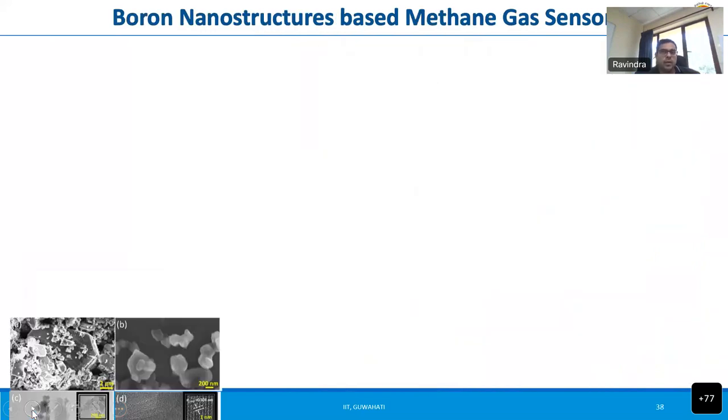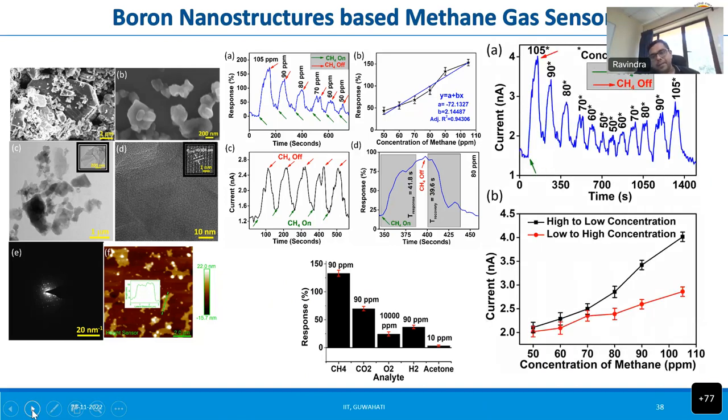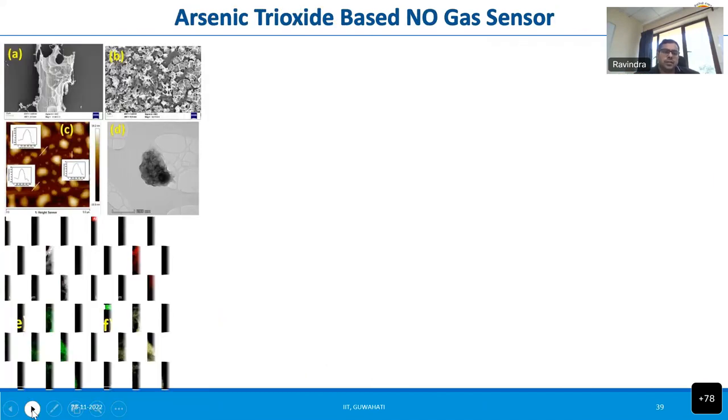Okay. Then we also have investigated some elemental nanomaterials like boron nanostructures. We have found that this kind of elemental nanomaterials are also very good selective materials for gas sensing, but then they are very poor conductors. So current levels with these nanomaterials become very, very challenging. Current levels are very, very high, and that is also translated into hysteresis. Okay, so we'll not discuss this.